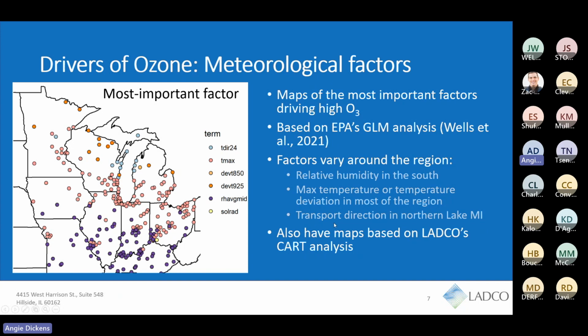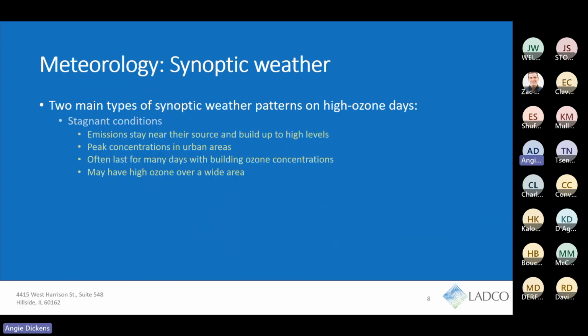The report also shows the second most important factor and has similar maps based on the CART analysis, classification and regression tree analysis, that I've done. And the findings from the CART are very consistent with these findings, which is encouraging. So that's just the different factors of weather.